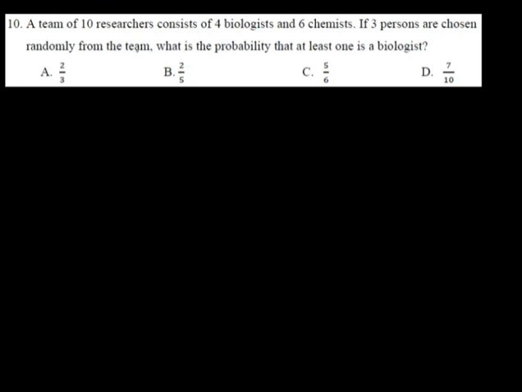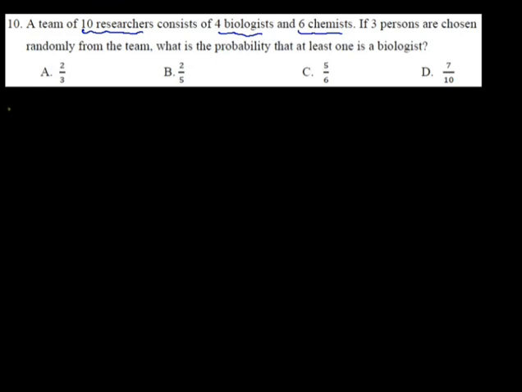A team of 10 researchers consists of 4 biologists. The total number of researchers is 10. In this group, 4 of them are biologists, 6 of them are chemists. If 3 persons are chosen randomly from this group of 10, what is the probability that at least one is a biologist?